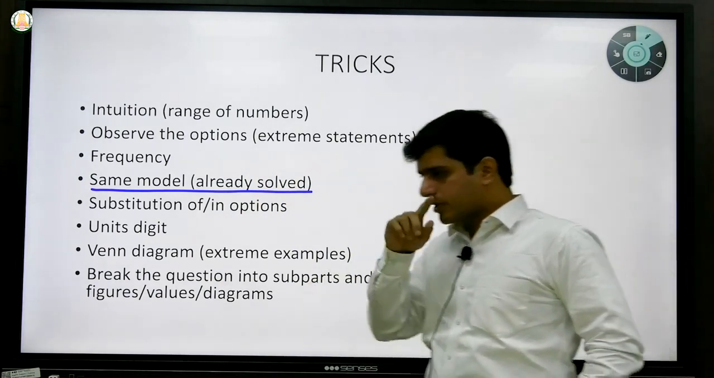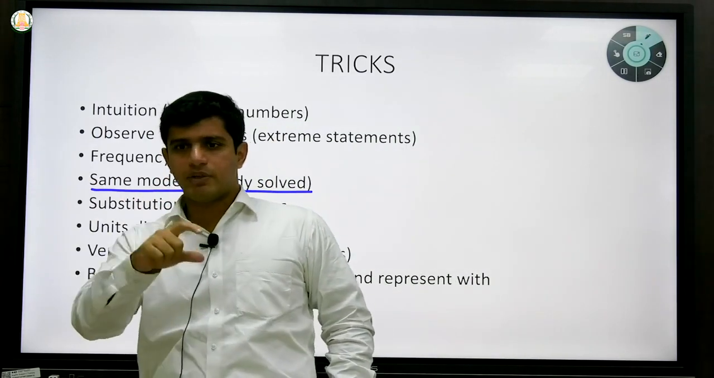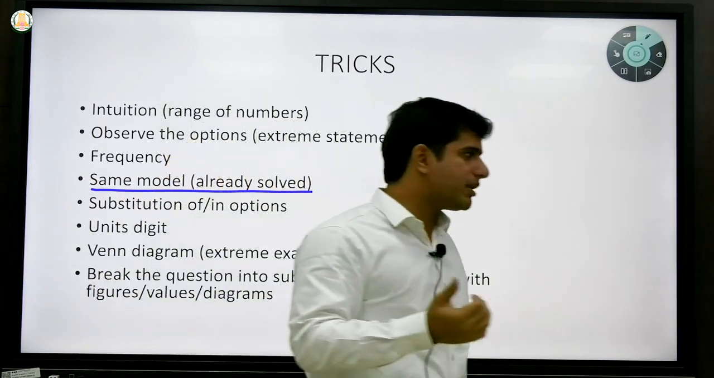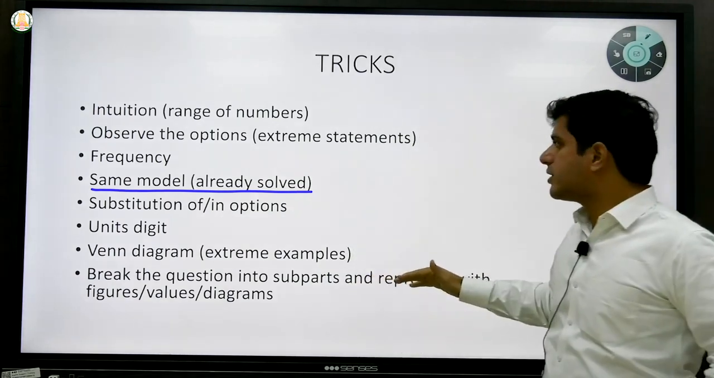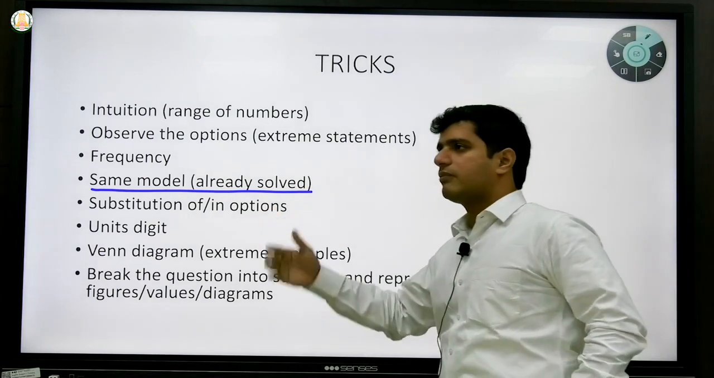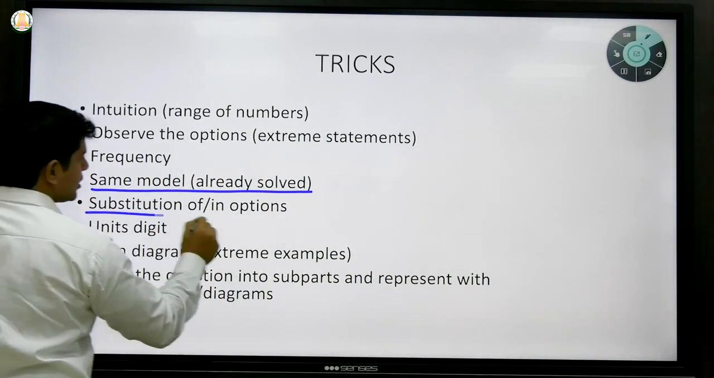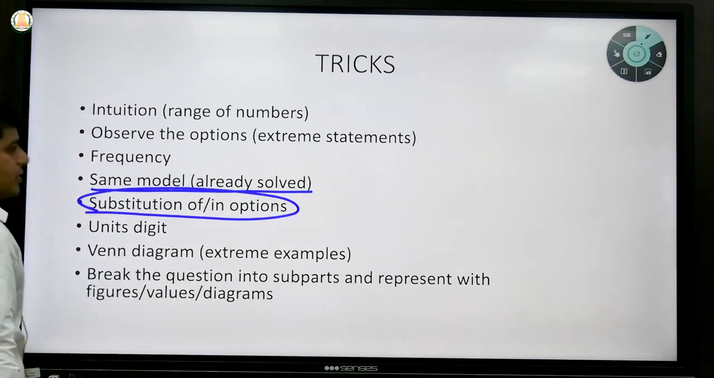You will see some questions. When we see CSAT 2020, you will see some questions directly from 2020 to 2021. The model is repeated. So be thorough with all the models of the previous 5-year question papers, then you'll be comfortable in 2022 also. Now the other is substitution of options.